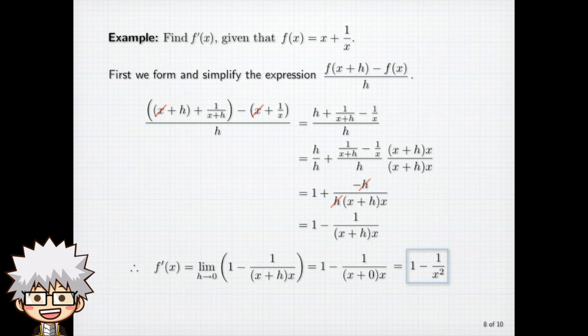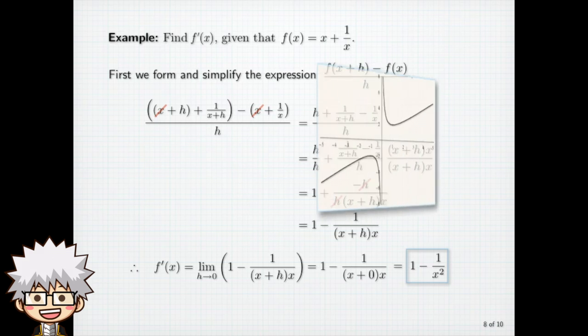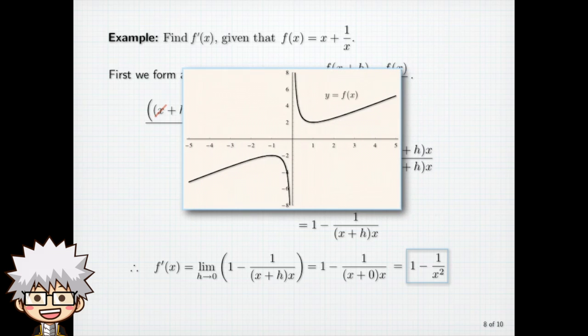We point out that this is a formula that will give us the slope of the graph of f at any given x. Here's the graph of f. Notice that the graph has a slant asymptote that's actually the graph of y equals x, which has slope 1. Notice that the slope of f is positive when x is less than minus 1, and negative when x is between minus 1 and 0.